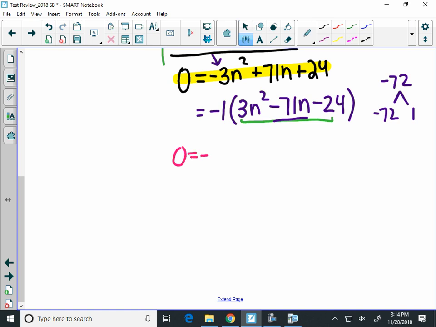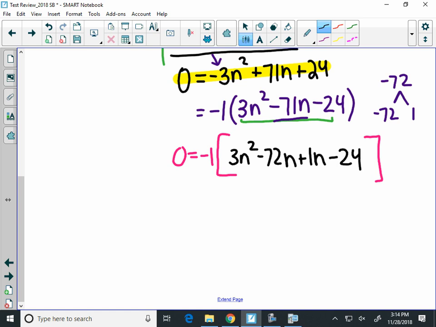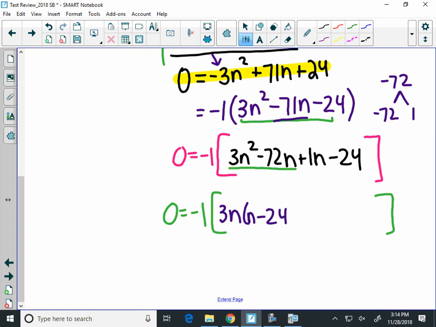So that's 0 equals negative 1, and then I'm going to write this formally, big set of parentheses. When I group here, I'm going to have 3n squared minus 72n plus 1n minus 24. So when I group, I look for the GCF for this first group here. Okay? And the GCF for that first group is going to be 3n, actually. So I'm going to pull out 3n, and you'll be left with n minus 24. The GCF for this second group is just going to be 1 this time.